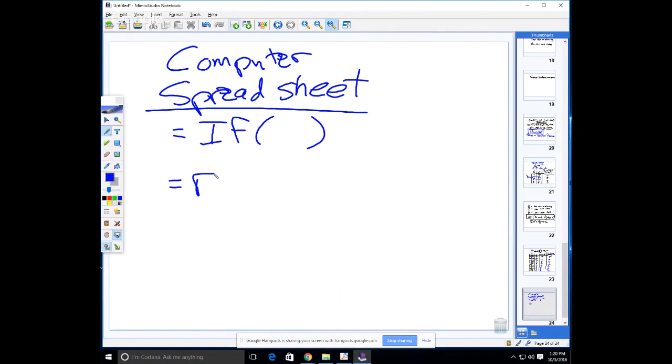So on a spreadsheet, the way the IF works is the thing that comes first is your condition. Like, is something prime? We'd have to teach the spreadsheet how to check that. Is a number less than 10? It's something a spreadsheet can check. Then there's a comma. And then what to do if the condition is true. And then there's another comma. And then what to do if the condition is false.